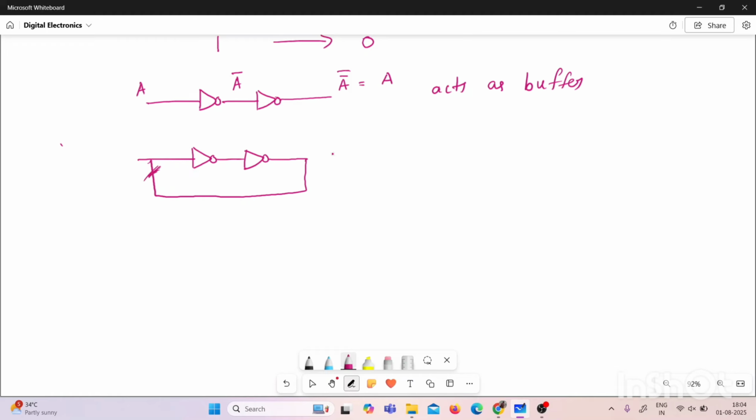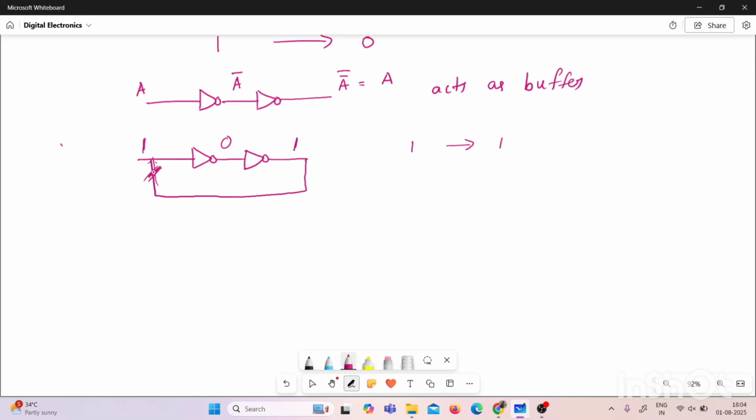When you remove this connection, if we apply the input 1 here, then the output is 0, and the output of the second NOT gate is 1. Then that 1 will be applied as input now. So first we remove the connection, and after knowing the second output, then we apply the input. Again it will be 1. That means whatever the input you are applying, the same output will be available. When you are applying 1, the output is 1.